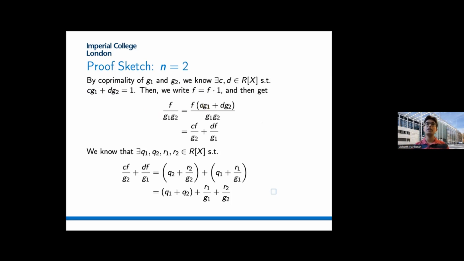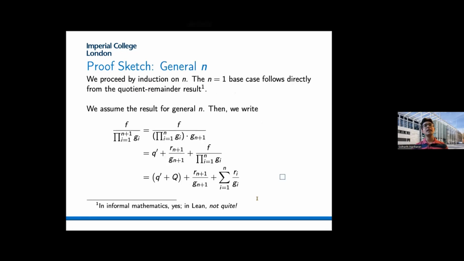I've very literally copied and replicated the format of the proof. Then all you need to do is make that substitution over here, do a little bit of arithmetic, and then apply the Euclidean algorithm and collect terms, and you're done. So it's just a matter of arithmetic. And then you can proceed by induction on n. The n equals 1 base case follows from the quotient-remainder result from the Euclidean algorithm.